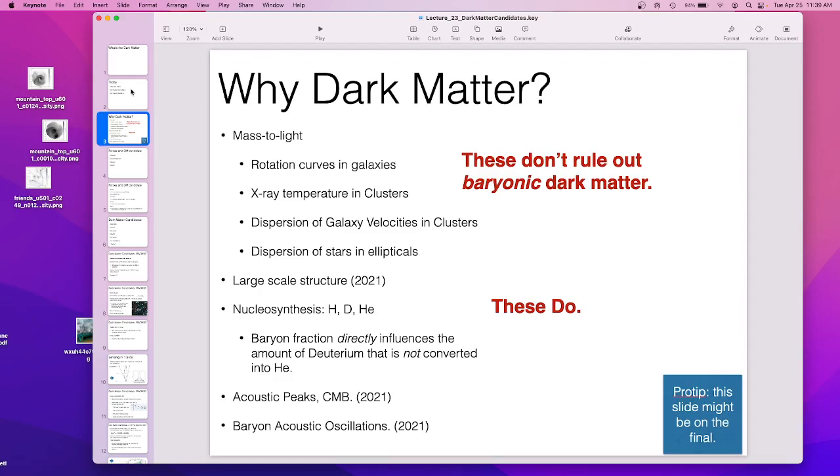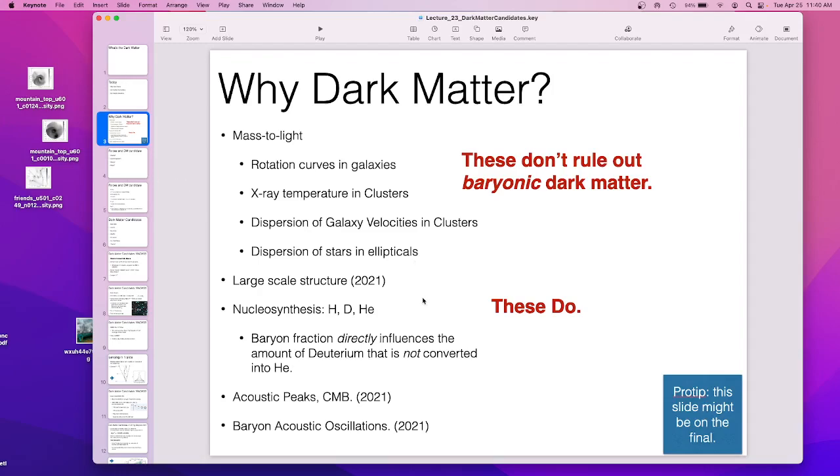Those tell us that there's missing stuff, but they don't rule out that it's just stars that have all died, or huge planets made out of rock that we just can't see for whatever reason. Those aren't ruled out by these. However, the other ones do.